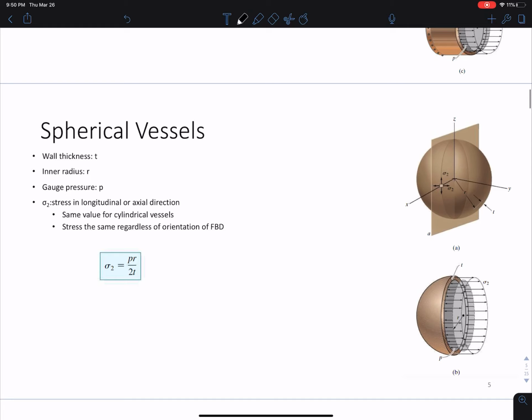Okay, spherical vessels, we don't really have to worry about different sigmas because since this is a sphere, no matter how we cut it, we're going to get the same sigmas.